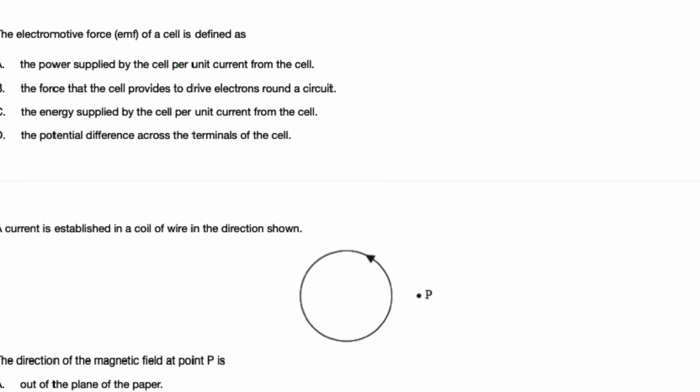The electromotive force of a cell is defined as what? So this is just the basic definition of electromotive force. It is defined as the power supplied by the cell per unit current from the cell.